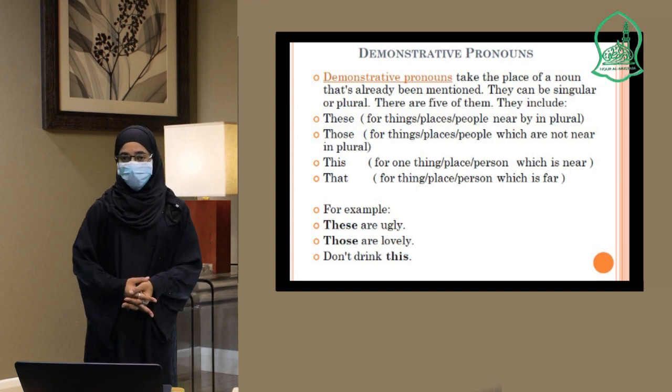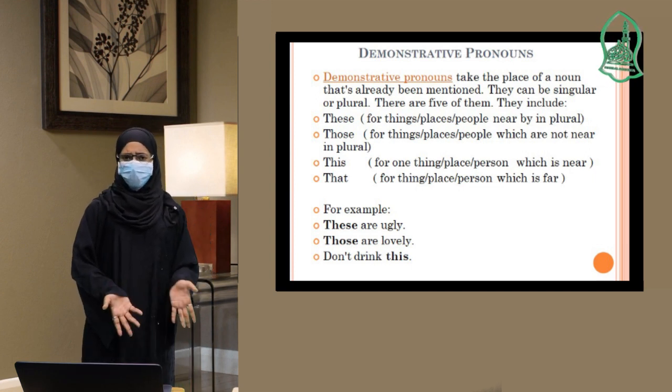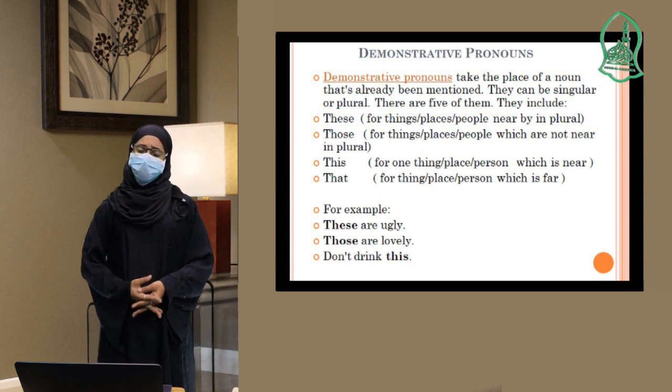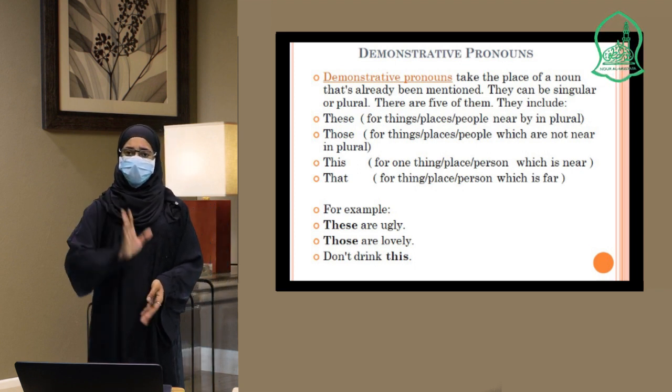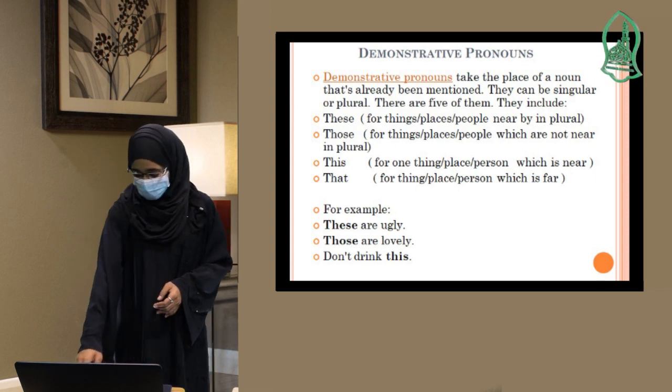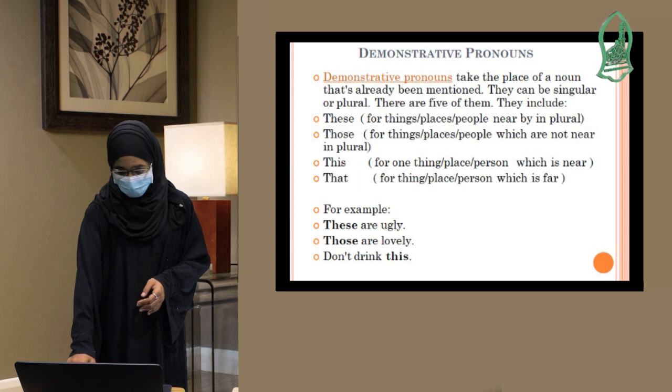Don't drink this. It can be water maybe. It can be a juice, but it is there, and it is not nearby. It is far. You will just say, don't drink that. So those are the demonstrative pronouns.